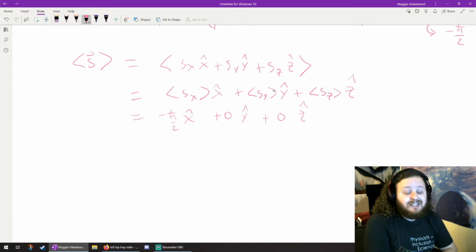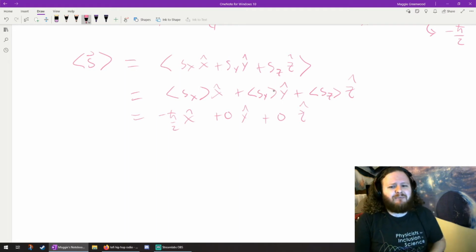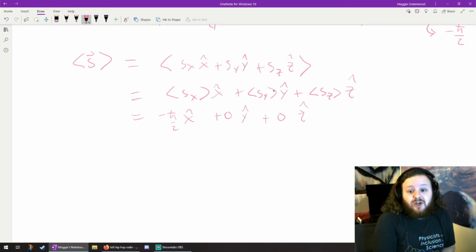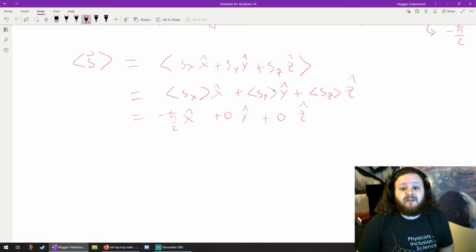So this is the x component of my angular momentum vector. This is the y component, and this is the z component of my angular momentum vector. Not really, though. This is the average of the x component, the average of the y component, and the average of the z component. But I could do some additional calculations to actually tell me what the length of this vector needs to be. The length of the real vector s.